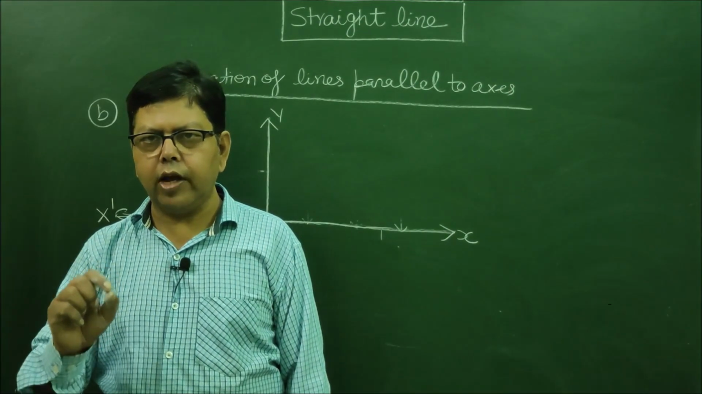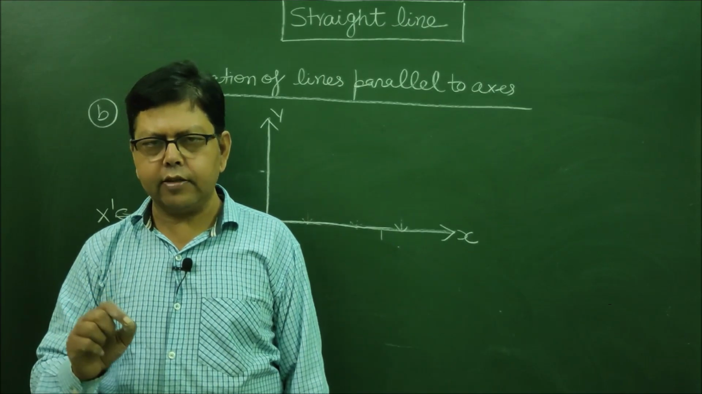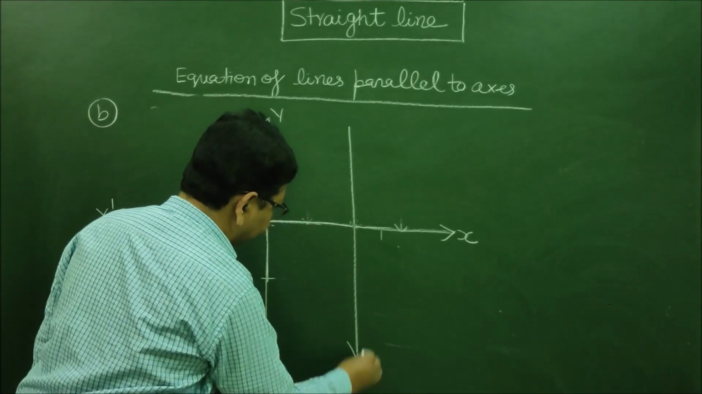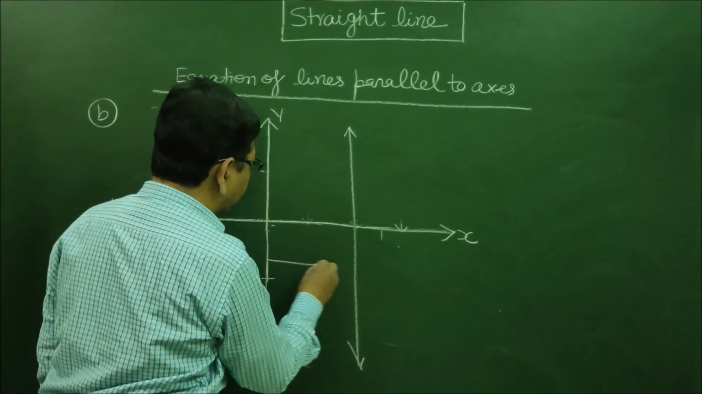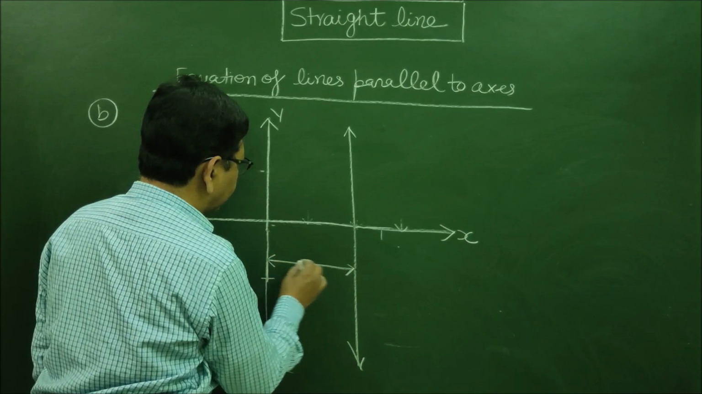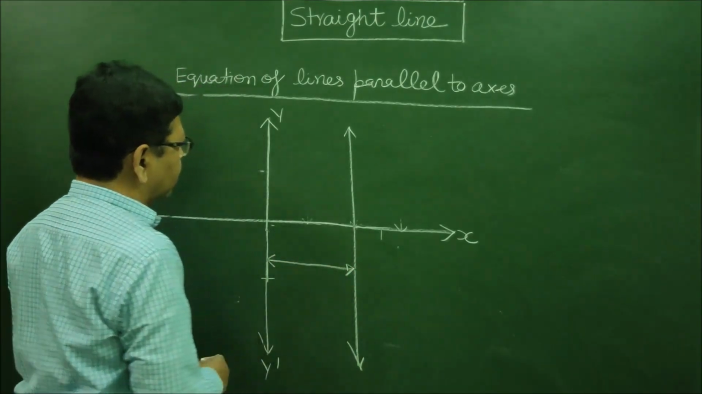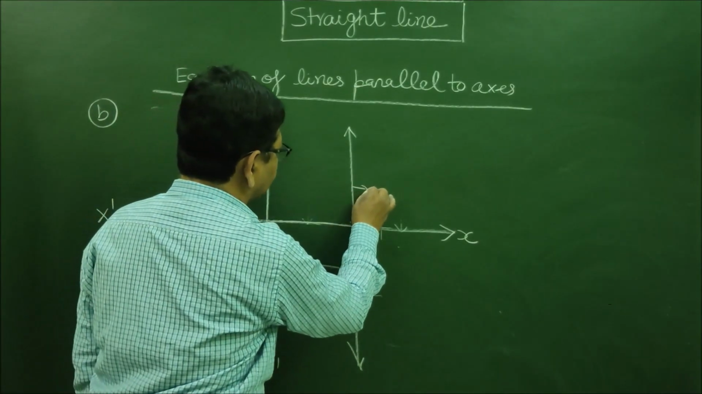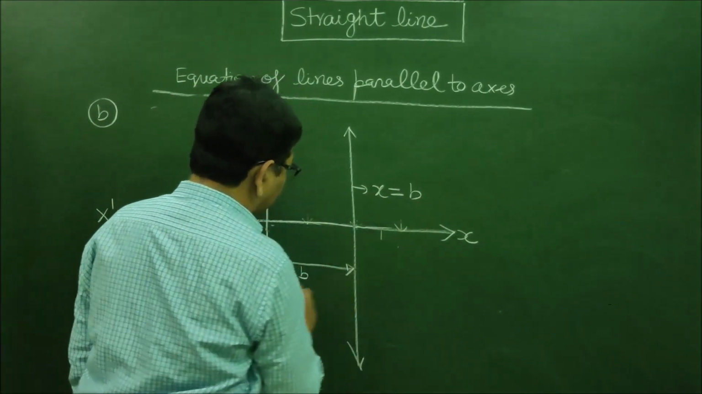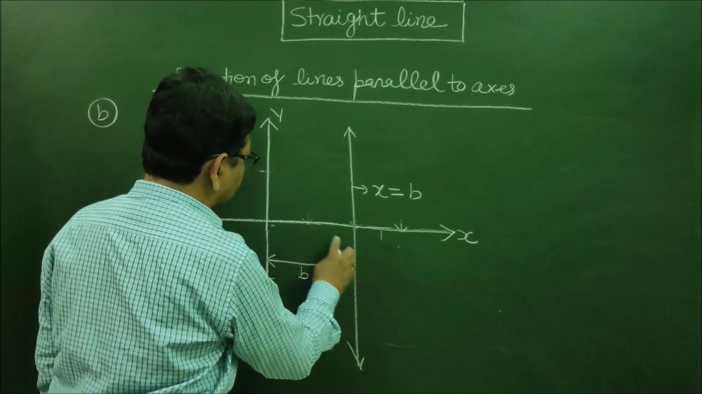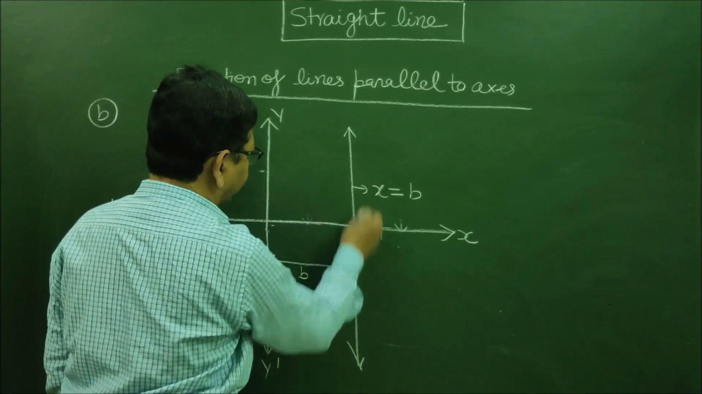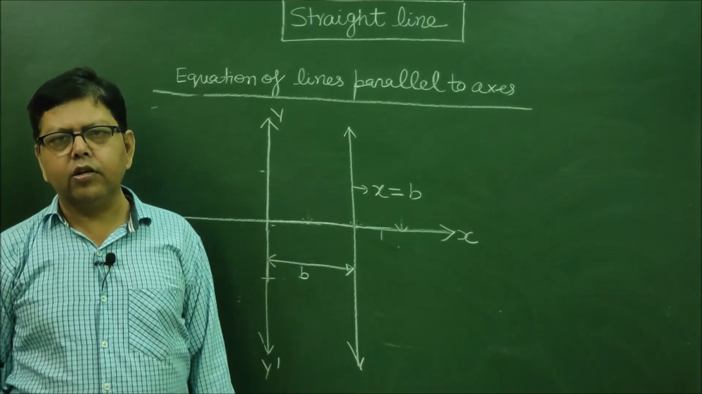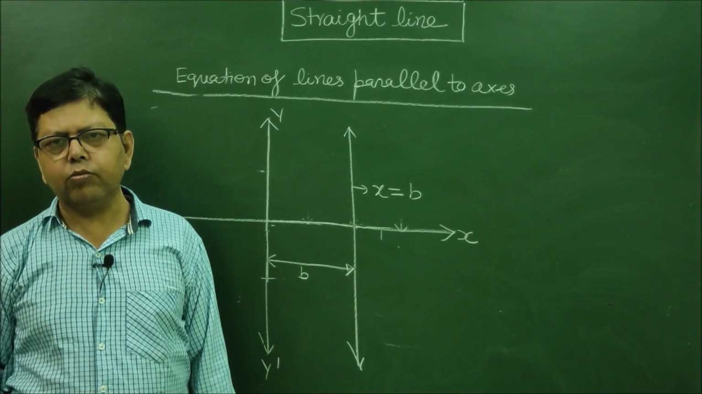Now equation of line parallel to y-axis. So if a line is parallel to y-axis at a distance of b units on the positive side of x-axis, then the equation of the line is x is equal to b, because always the x coordinate is constant for any point on the line. Y coordinate is changing, but x coordinate is always constant. So the equation of the line is x is equal to b.